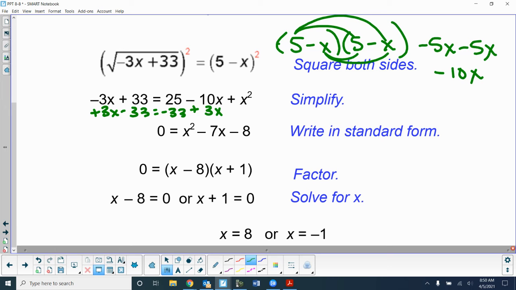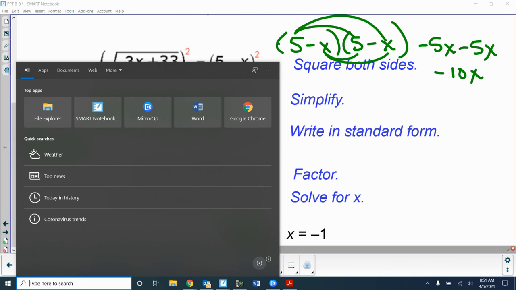Okay, so go to the original problem. What's negative 3 times 8? Negative 24 plus 33? 9. What's the square root of 9? 3, right? So when I put 8 in there, I get 3 on the left. What's 5 minus 8? Negative 3. Are those two equal? No. So does 8 work? No. So that's an extraneous solution.